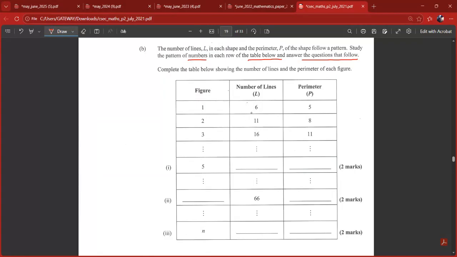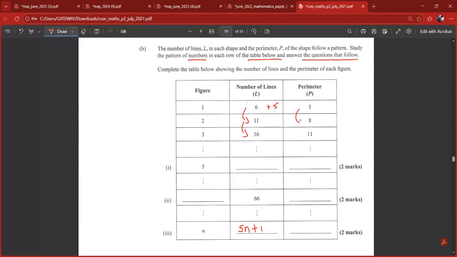So the number of lines, you look at the general pattern coming from figure 1 to figure 2 and then to figure 3. So you're increasing by 5, my bad. You're increasing by 5. Because 11 minus 6 is 5, and 16 minus 11 is 5. So since you increase by 5 coming down, you put the 5 there, multiply by n. 5 by 1 is 5, but you have 6 there, so add 1 will give you 6. Then try for figure 2, 5 by 2 is 10, plus 1 is 11, and for figure 3, 5 by 3 is 15, plus 1 is 16, so it works.